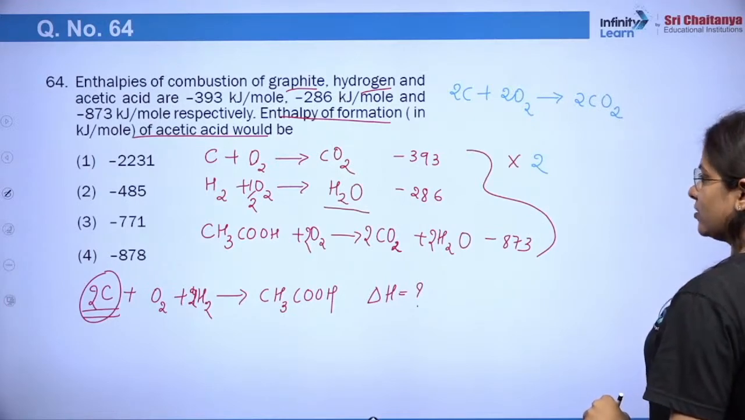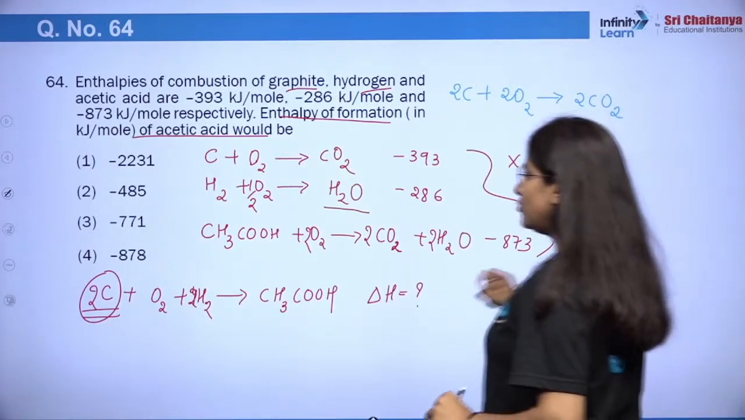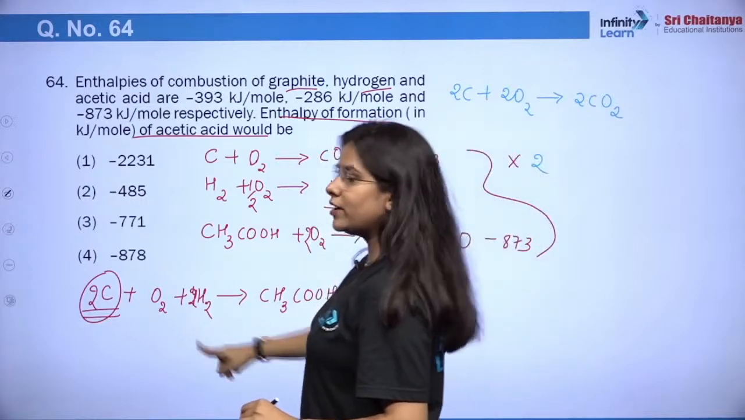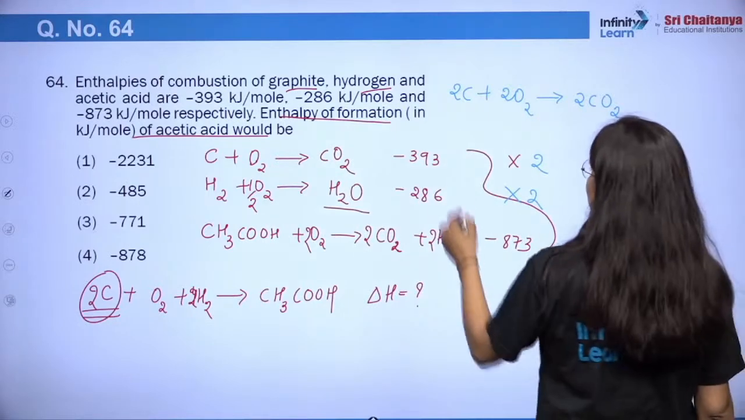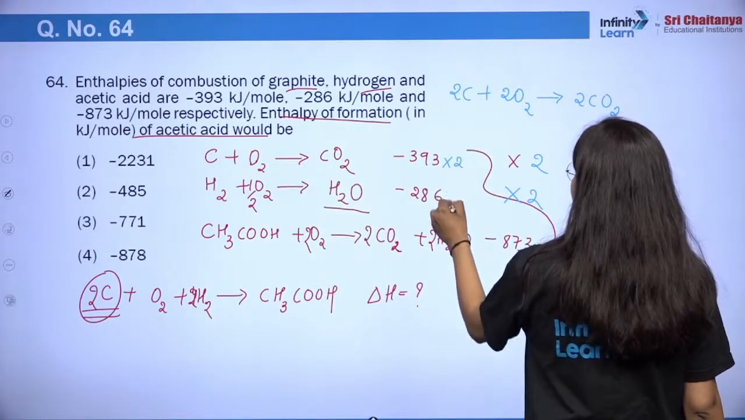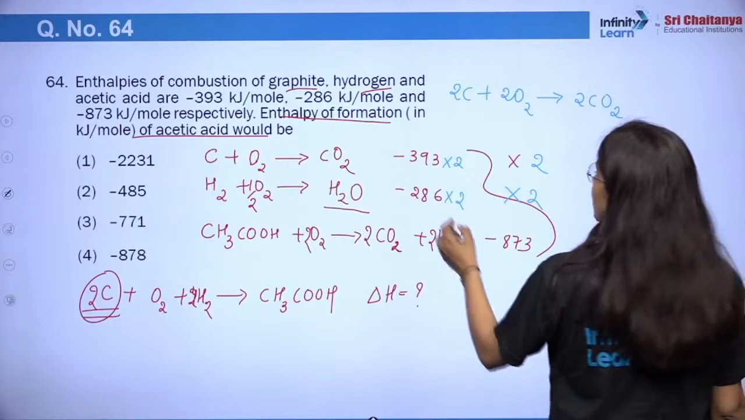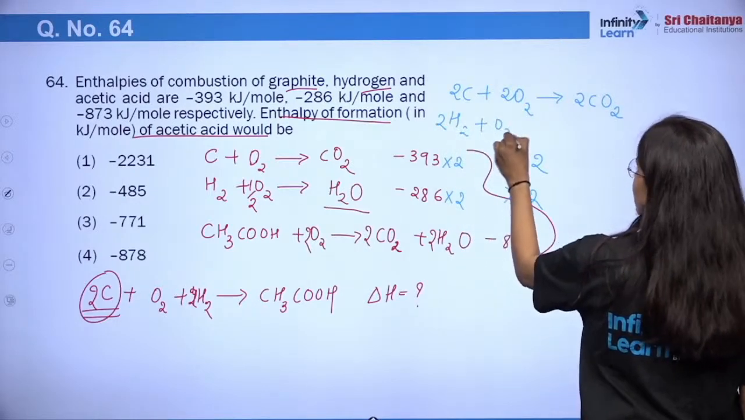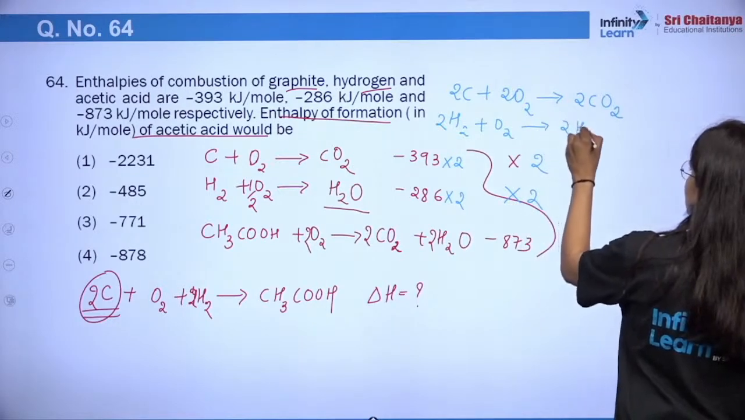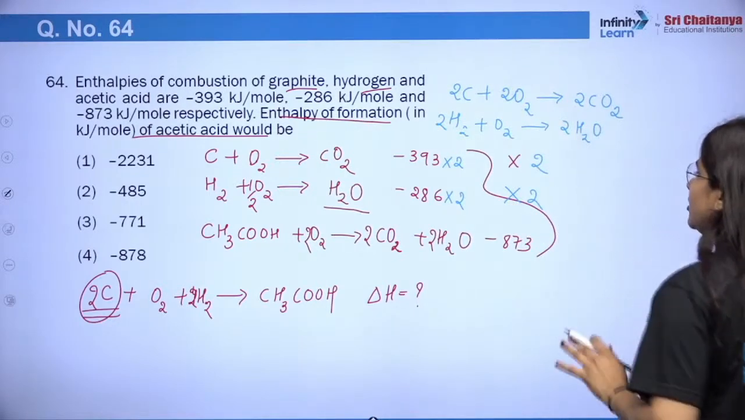Right? Next, what about the second reaction? Hydrogen also contains 2 here. So I'll multiply this also by 2. So what is my new reaction? When I'm doing the changes here, I need to do the change here also. So it will be 2 hydrogen plus oxygen gives me 2H2O. Right? These are my new reactions.